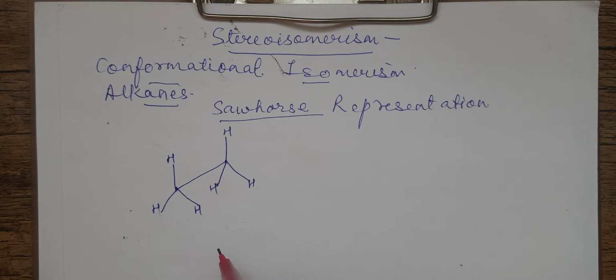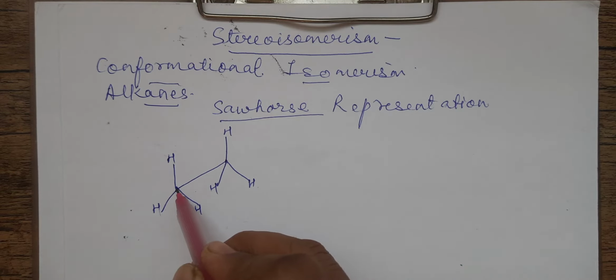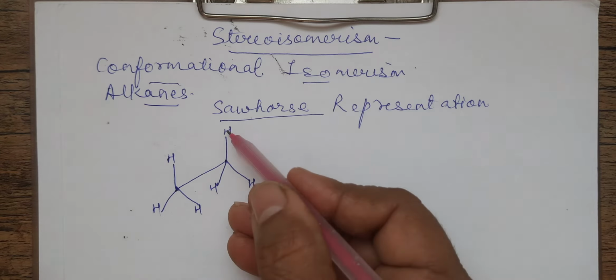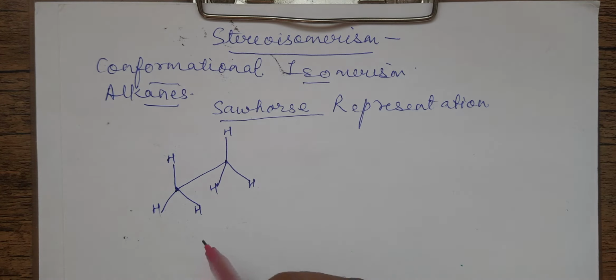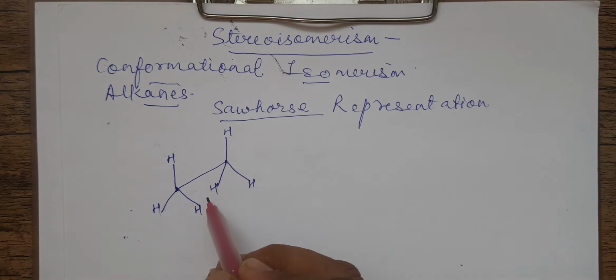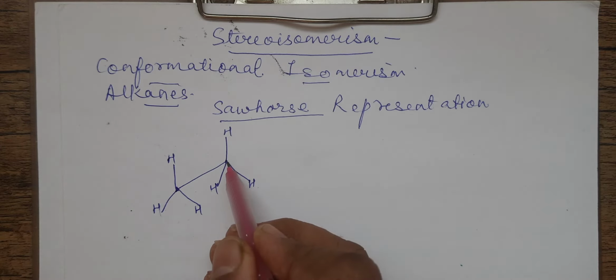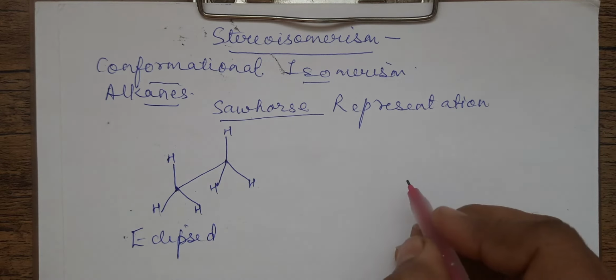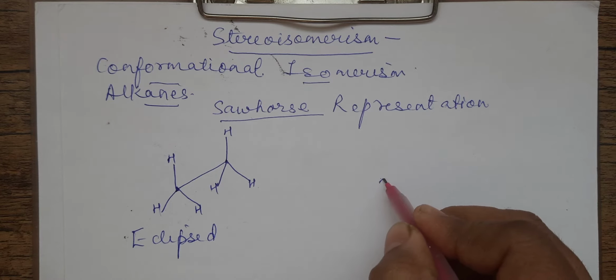You can see here in the first example which I have shown, the hydrogen atoms present on the front carbon atom, that is this carbon atom, and the back side, are in the same direction. So these hydrogens are totally eclipsing the backside hydrogens. So this is called eclipsed conformation. This is one extreme case I am making.